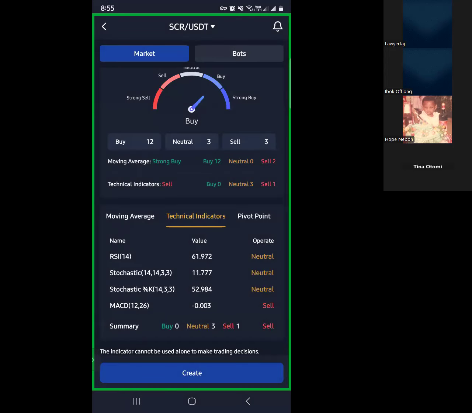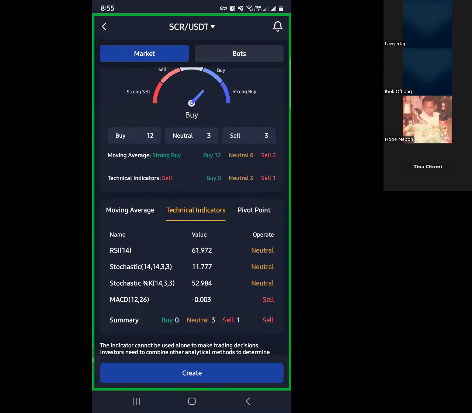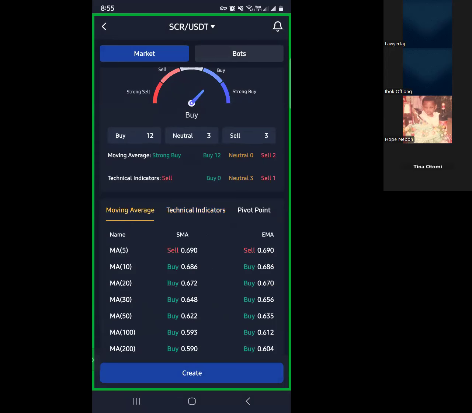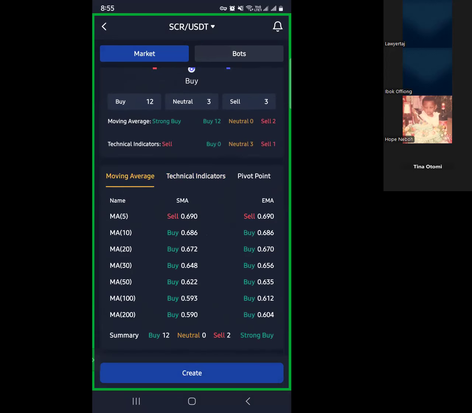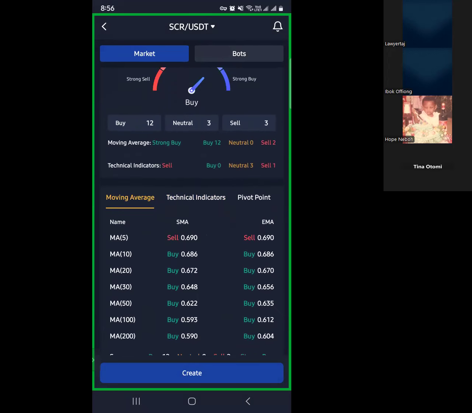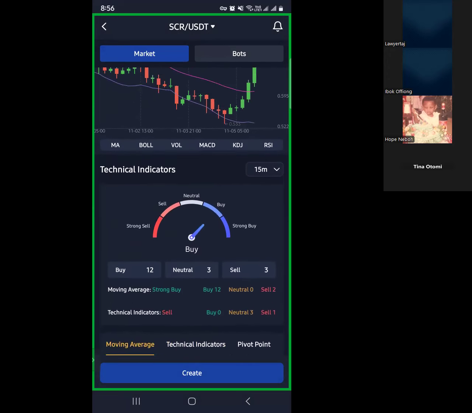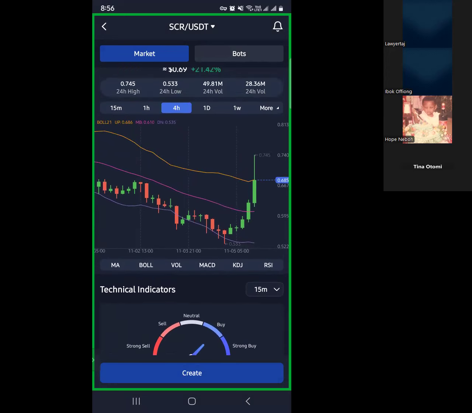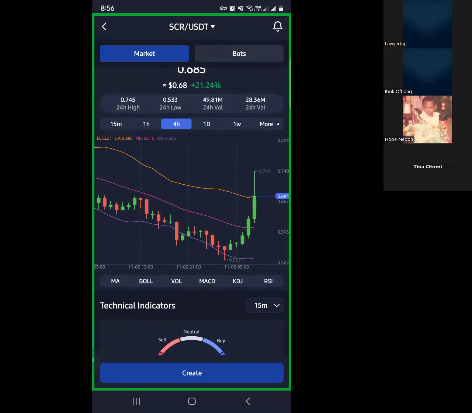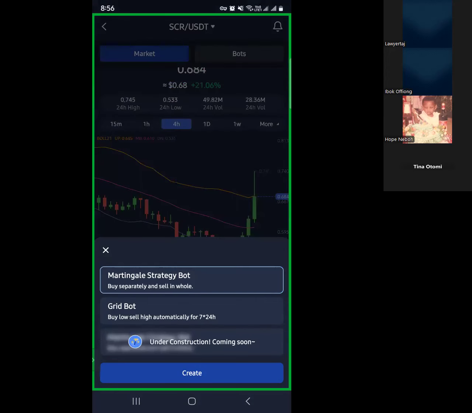It should have been on sell. It's only the MACD that's showing sell. But I can see on the technical indicators here, they are showing me neutral. If I go to moving average, you see that there are more buys than sell. That's to show you that there's still propensity for this trade to go up. So if I were you and I have some money, I'm gonna put some money on this trade right now. So let me do that. This is SCR. I'm gonna create a trade right now.